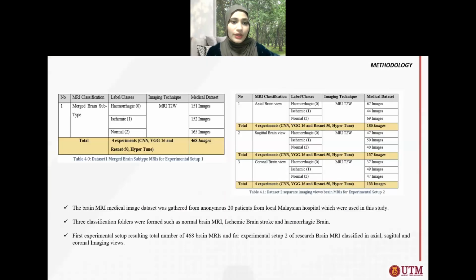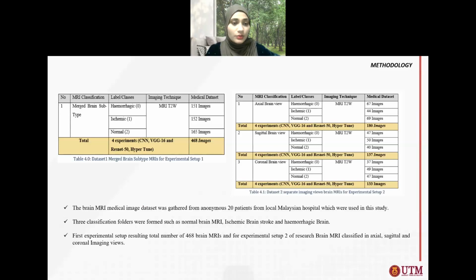So this is the first step where we prepare our data. We have 20 patients. We have conducted our MRI from the Malaysian local hospital. From there, we get a 20-patient MRI data set, which is a combination of hemorrhagic, ischemic, and normal brain MRIs. Over here, we have done 2 setups.